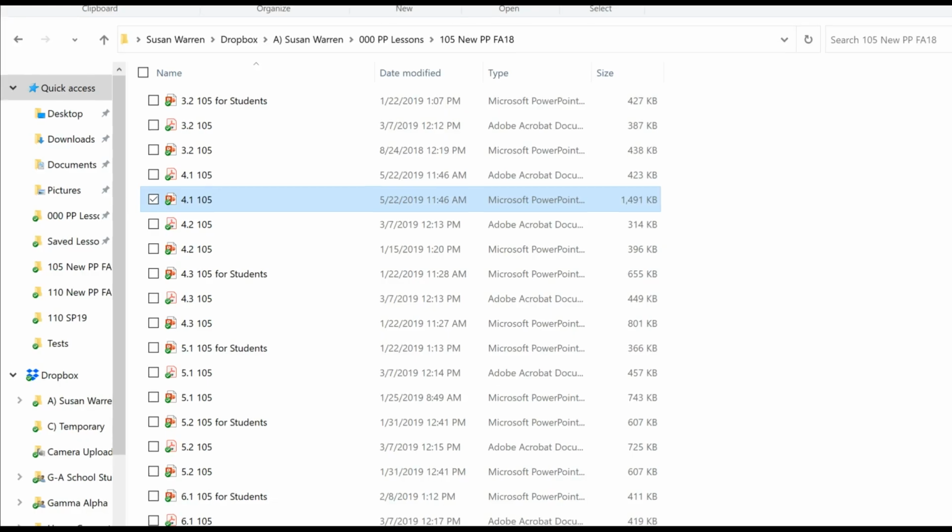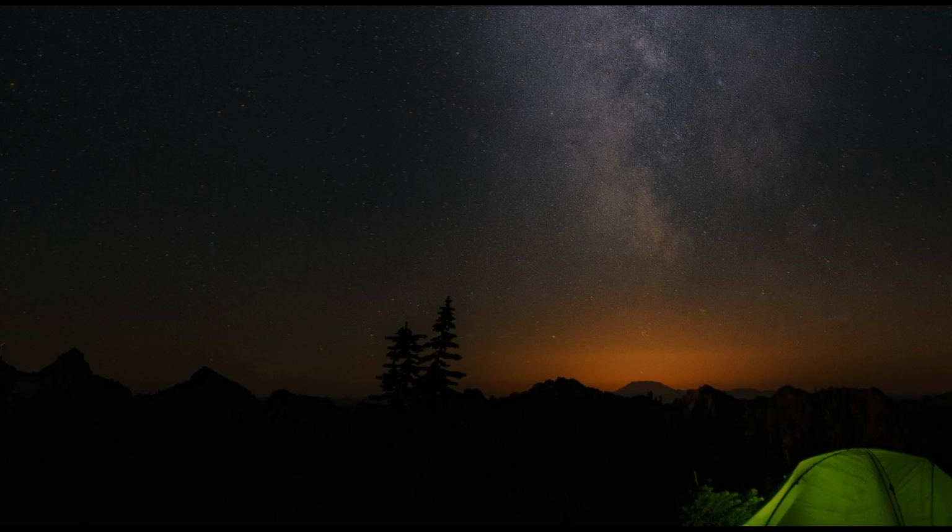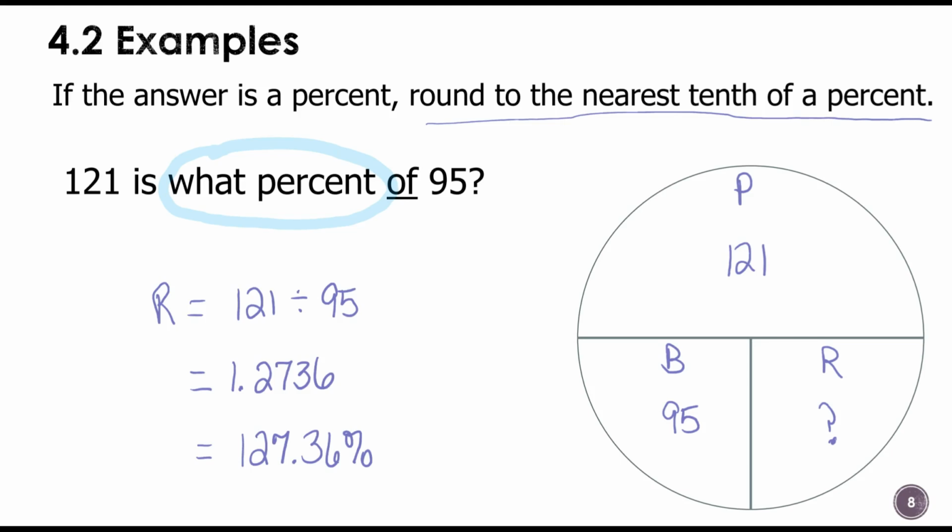Now we can do the rounding part. Oh, what happened here? Sorry about that. I don't know what happened. I was actually just trying to change colors. If we do the rounding part now, we're going to round to the nearest tenth of a percent. Here's my tenths. The 6 tells me I'm going to add 1. So rounded to the nearest tenth of a percent would be 127.4%. And that's the answer I'm looking for.